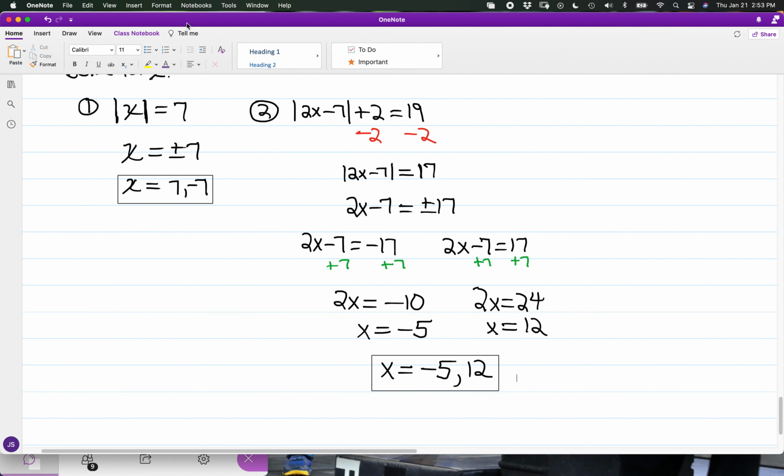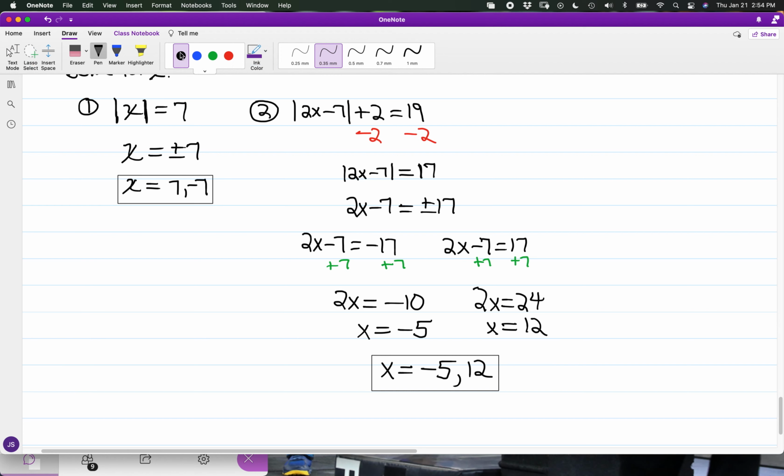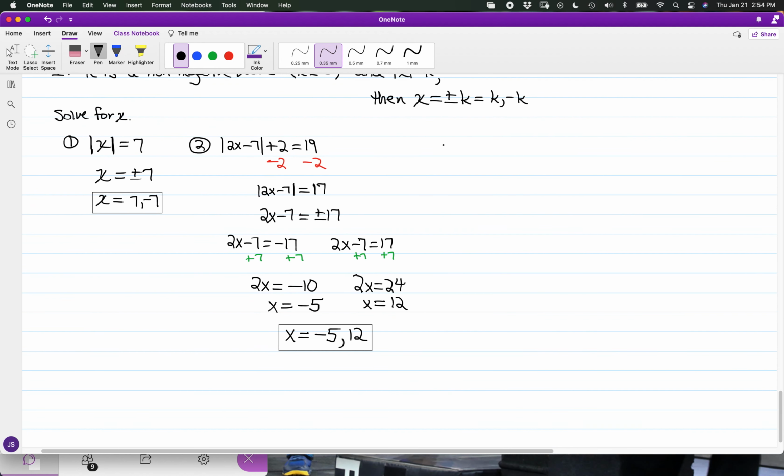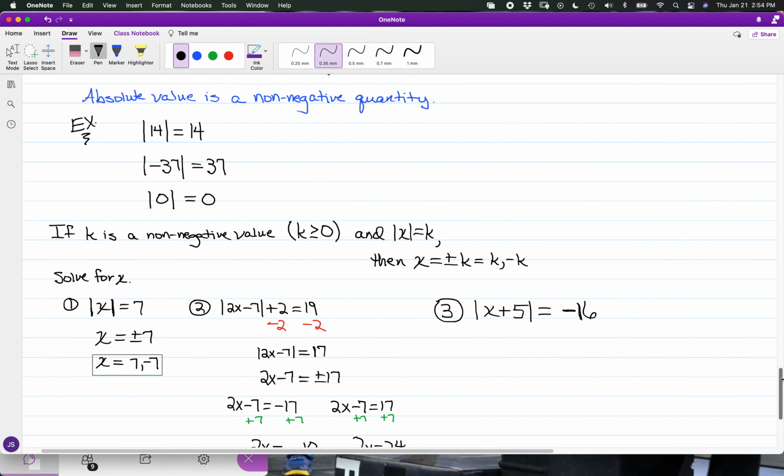And let's say we have another case here, where the absolute value of x plus 5 is equal to negative 16. Now we have one-to-one correspondence. We have the absolute value of x represented by x plus 5, and k is represented by negative 16.